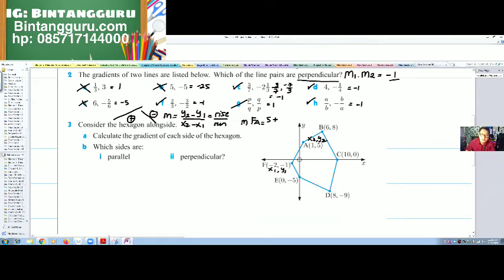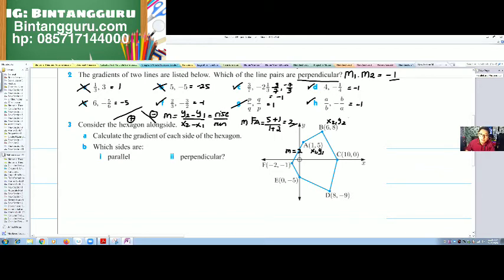So this is 5 plus 1 over 1 plus 2, so this is 2. So that's the gradient, equal to 2. And then we move to the other side. So this is x1, y1, x2, y2.